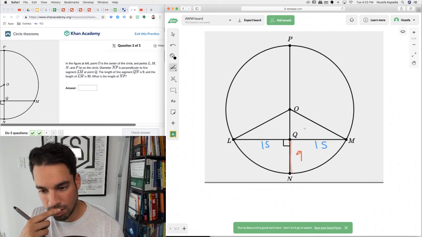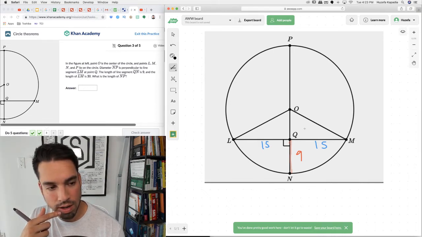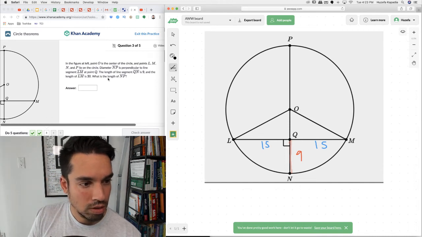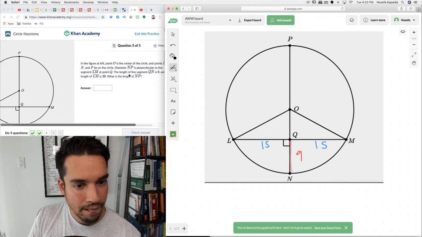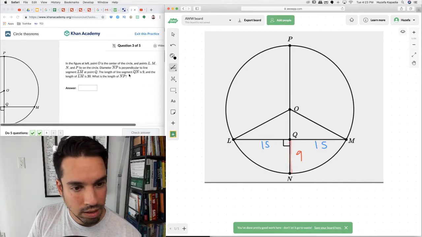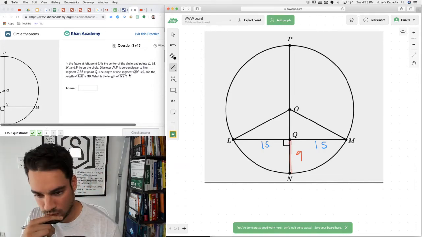What else can I do here? And it would be a kite. So 9. I am really stumped. There's nothing else that I can think of that I can do. Huh. The line segment QN is 9.